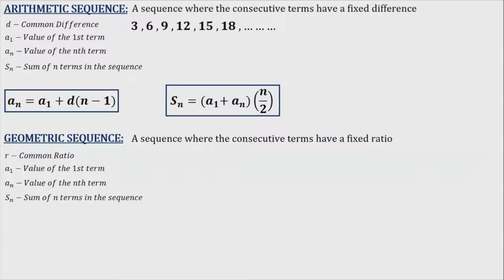Okay, isa pang example ng geometric sequence. 2, 4, 8, 16, 32, 64, and 128. Ganon din yung first two terms, meron silang common ratio na 2. Then, ganun din sa second and third terms, then so on and so forth. For geometric sequence, ito yung mga formula na kailangan nating tandaan.